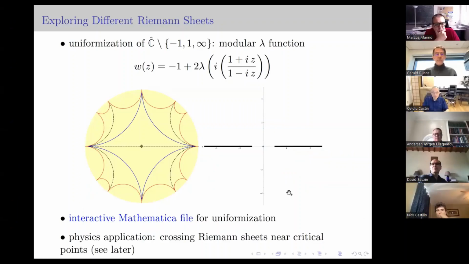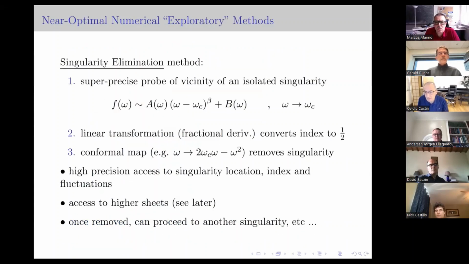We can now take advantage of that to not just analytically continue and extrapolate on the first sheet, we can actually go to other Riemann sheets, even from a finite truncated expansion. So I'll come back to that in a specific example later.